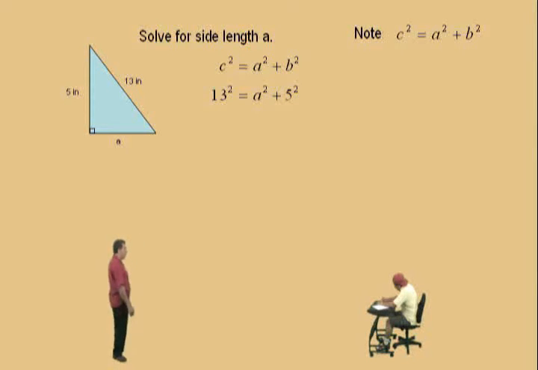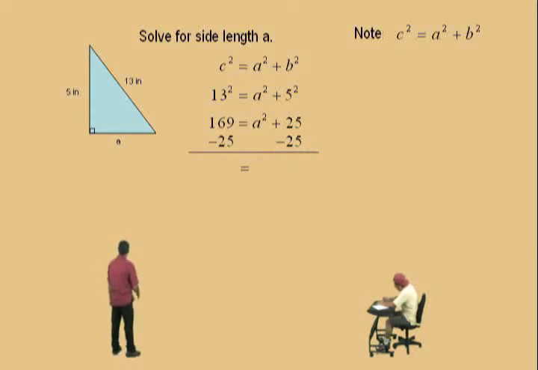Okay. Now, Charlie, what's 13 squared? 169. That's a tough one there. And 5 squared is 25. Very nice. Now, we're going to solve for A squared. And so, what do we do? Subtract 25. That's right. And so we get 169 subtract 25 is 144. 144. That's right. And on the right-hand side, we're left with A squared. So 144 equals A squared, Charlie.